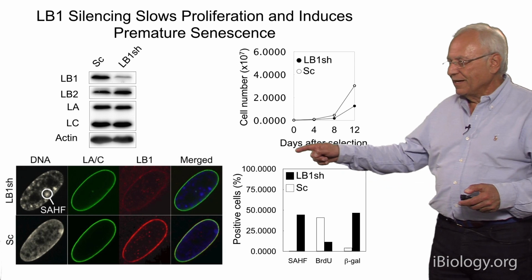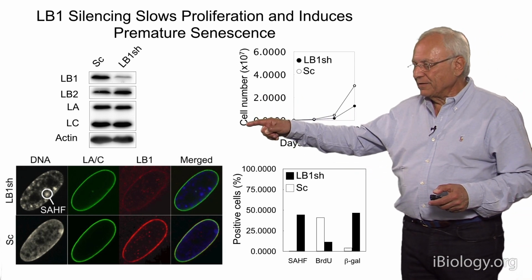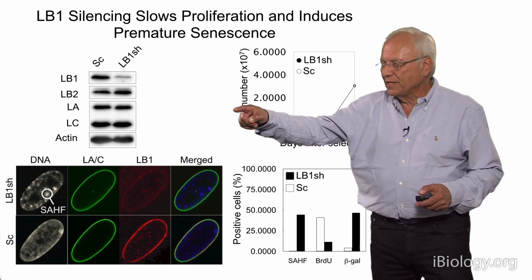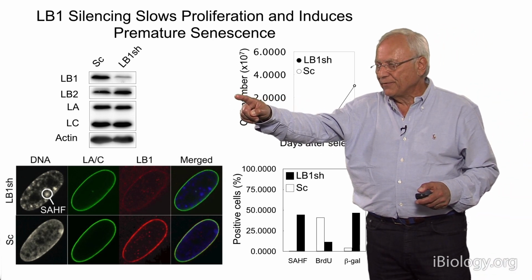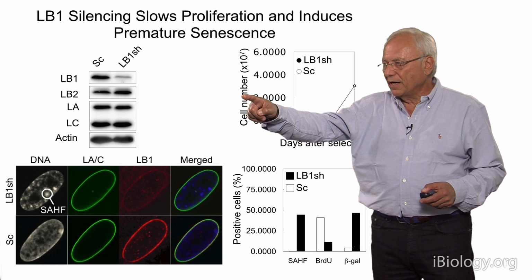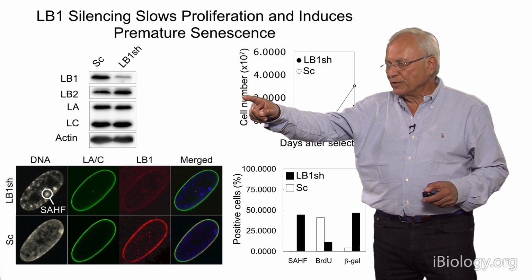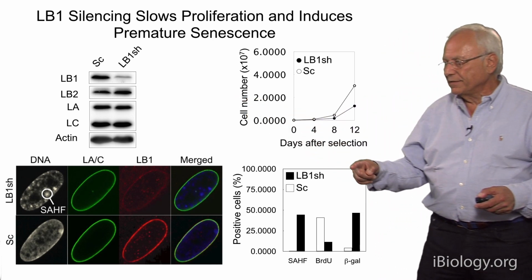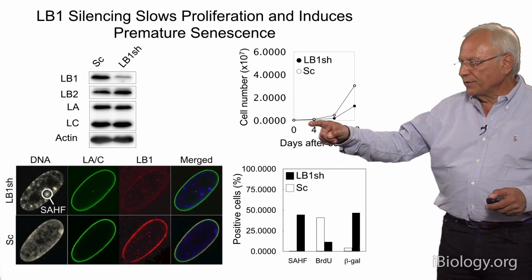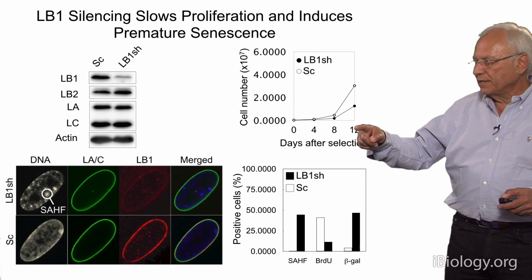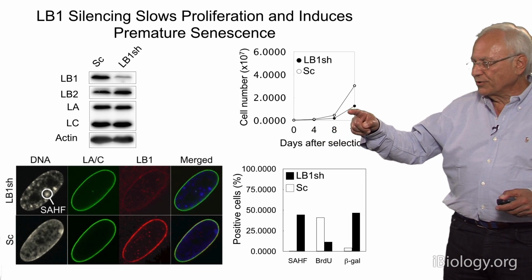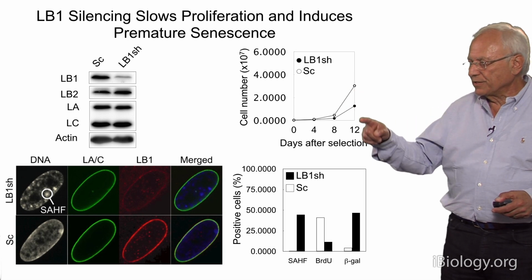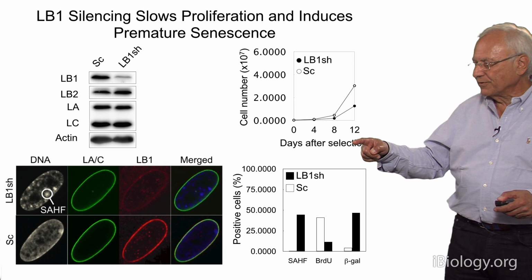And we showed this by taking relatively early passage cells, let's say population doubling 24 cells. And if you look on the upper left, you'll see that LB1 is greatly reduced in the silenced cells. And this is correlated with a loss of growth, as you can see here in this growth curve, compared to control, which is a scrambled sequence instead of the silencing vector.